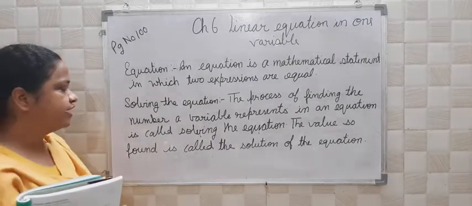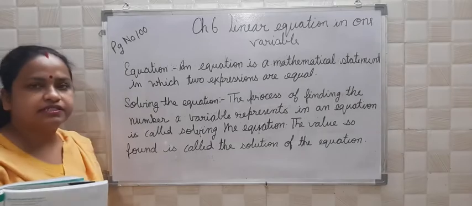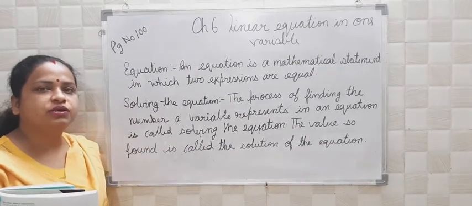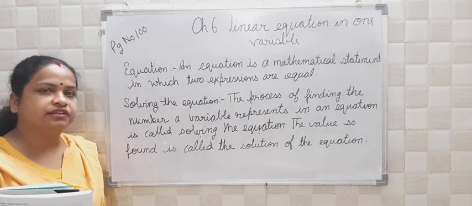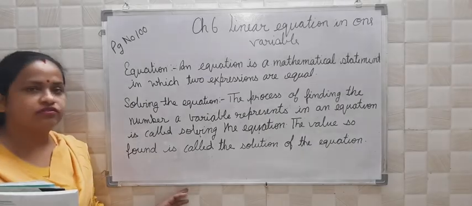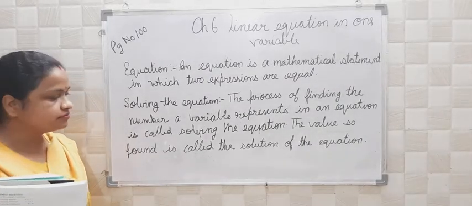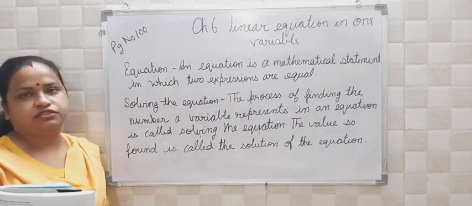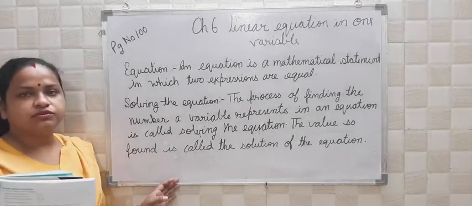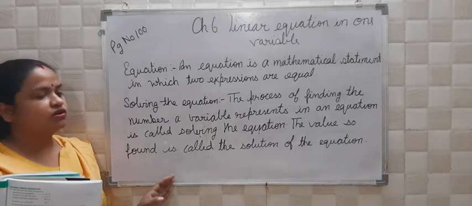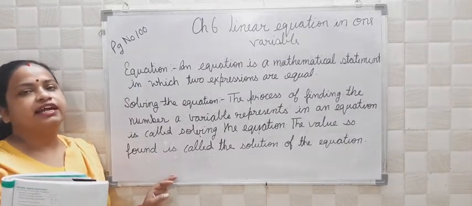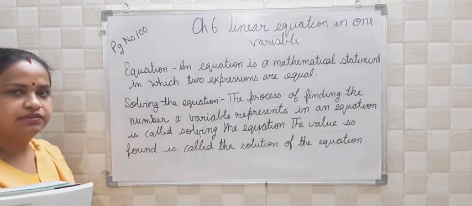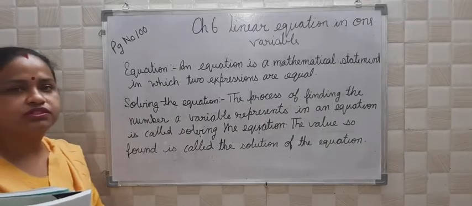The process of finding the number a variable represents in an equation is called solving an equation. You will have one unknown number. Finding the value of that unknown number is the process of solving the equation, and the value which you get is said to be a solution of the equation. Is it clear? Okay, now let's move to simple equation.